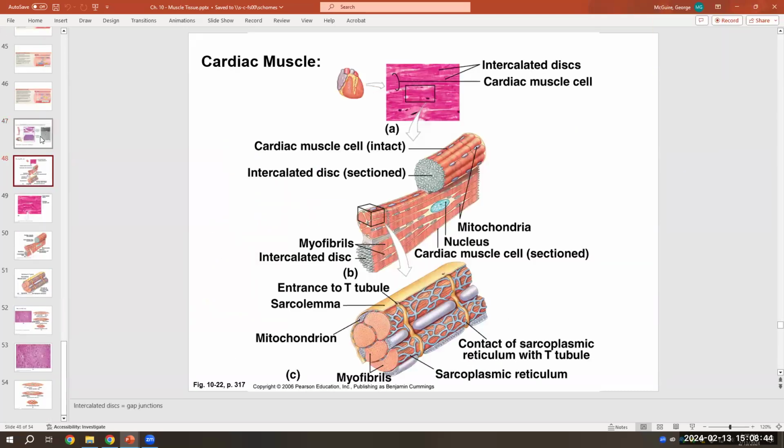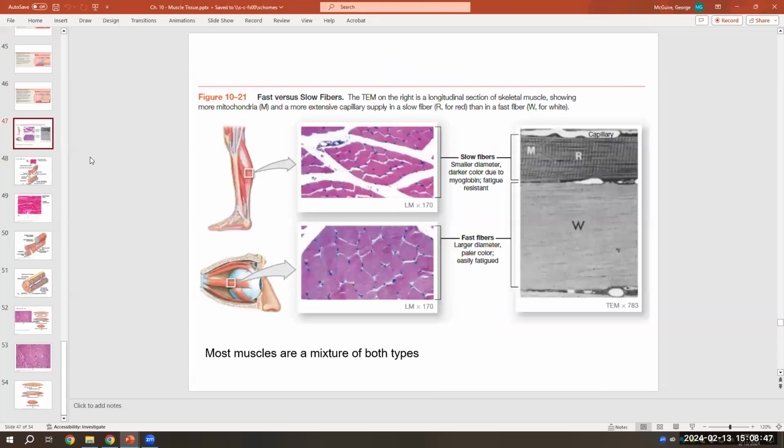Is one considered better to eat than the other? Sorry, could you repeat that? Is one considered healthier to eat or anything like that compared to the other one?